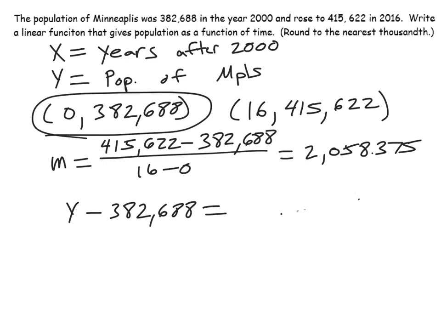I have to give myself some more room down here. It's a little bigger slope, right? It's over 2,000. Now, in the context of the problem, what that number really means is between 2000 and 2016, on average, the population of Minneapolis went up by a little over 2,000 people per year. Okay, that's how fast it's growing.